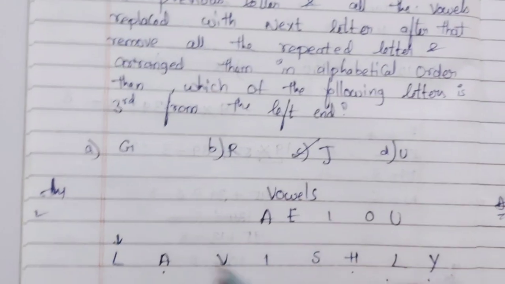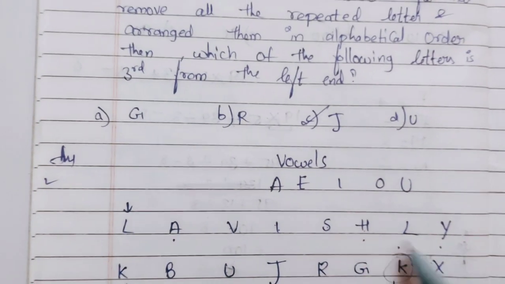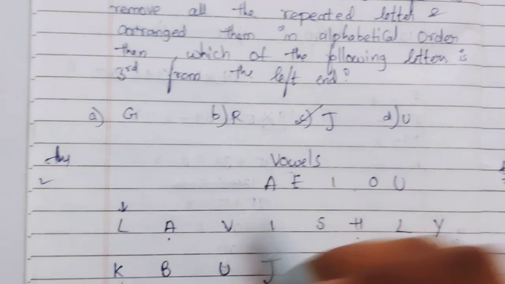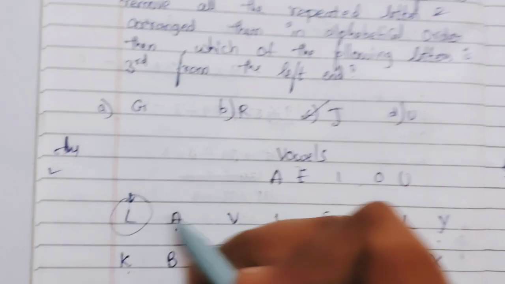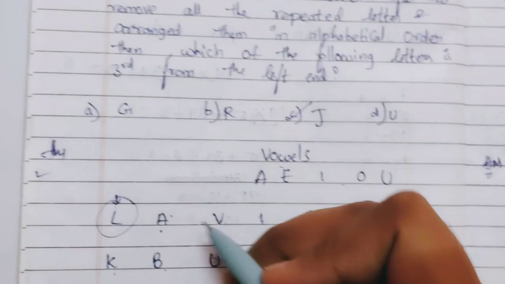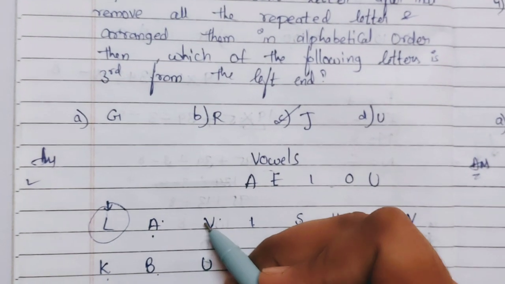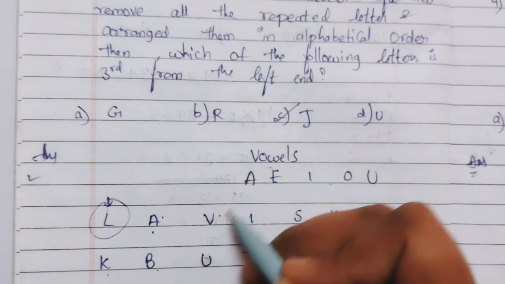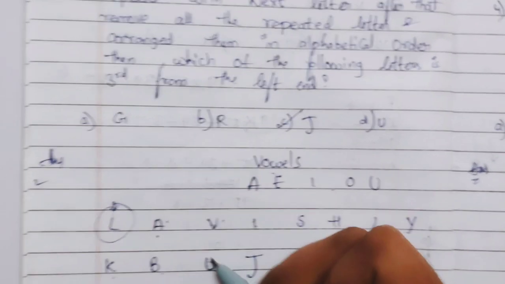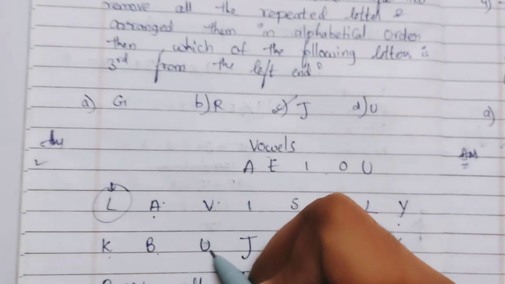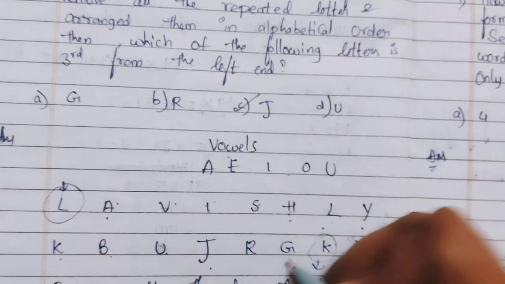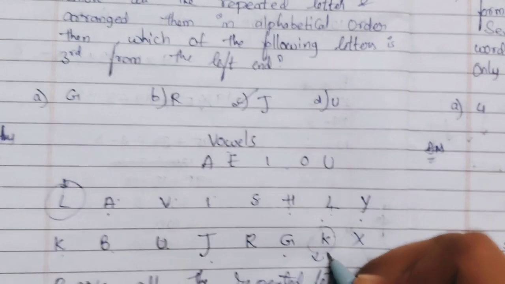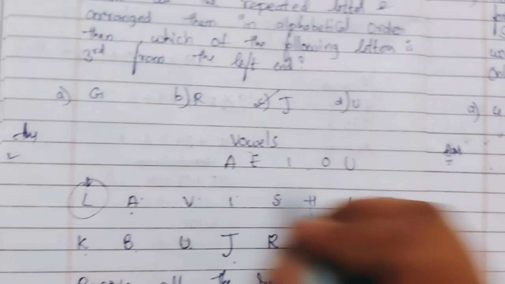We'll write this word, lavishly, and mark the vowels. Now first we'll see L. L's previous letter is K. A's next letter is B. V's previous letter is U. I's next letter is J. S's previous letter is R. H's previous letter is G. L's previous letter is K and Y's previous letter is X. So K is repeated here.